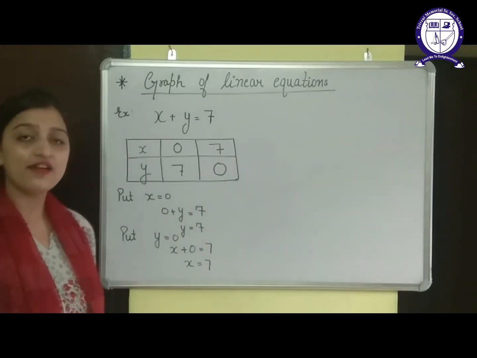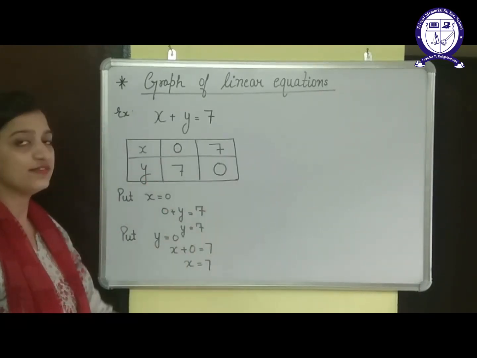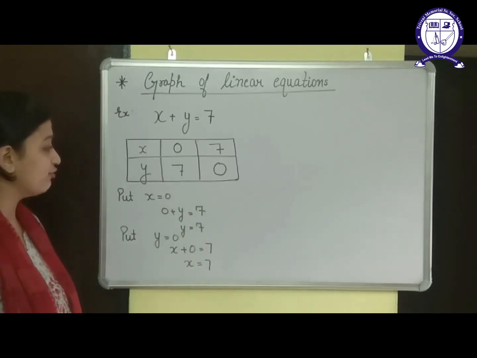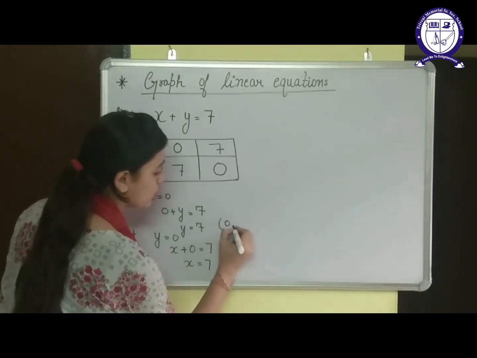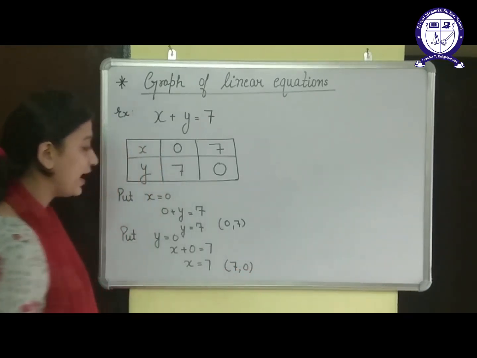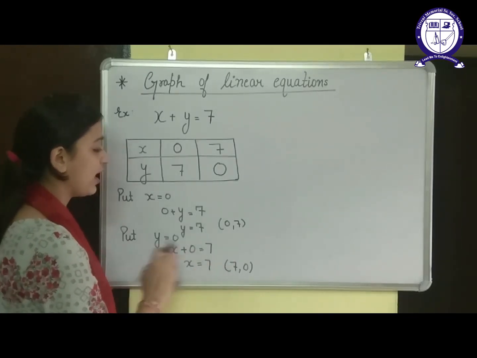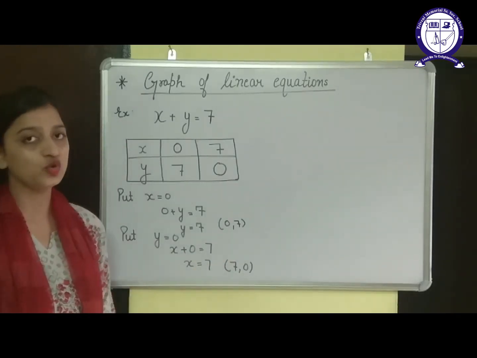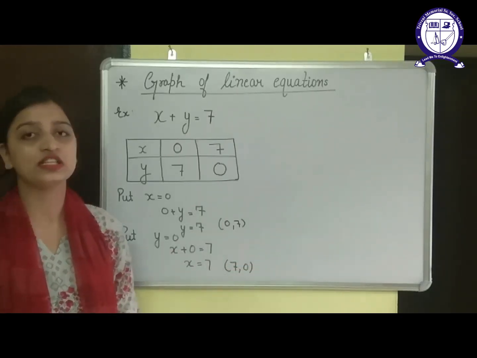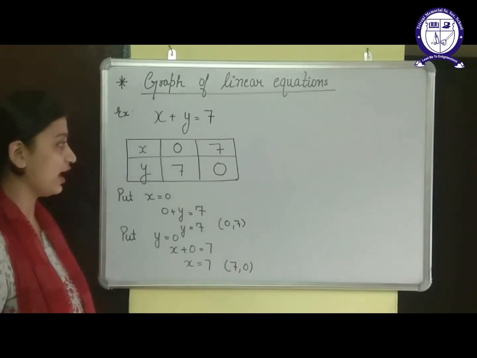What have I done? I have found only two solutions: first when x is 0 and second when y is 0. So I got 2 points as my solution. The first one is (0, 7) and the second one is (7, 0). X was 0, y was 7; x is 7, y is 0. So these are my two solutions. You can find some more solutions also, but the graph will still be the same. So you can easily find these two values and draw the graph.